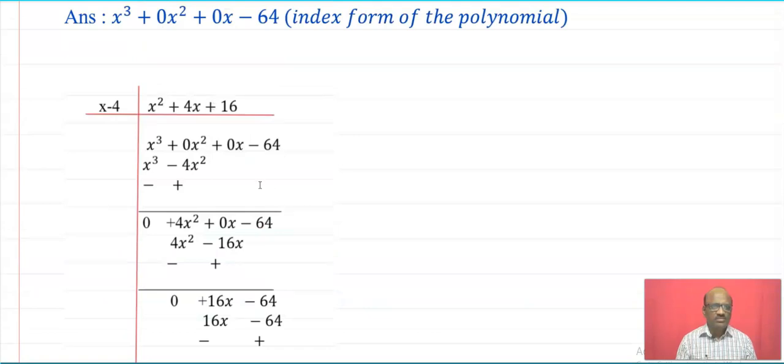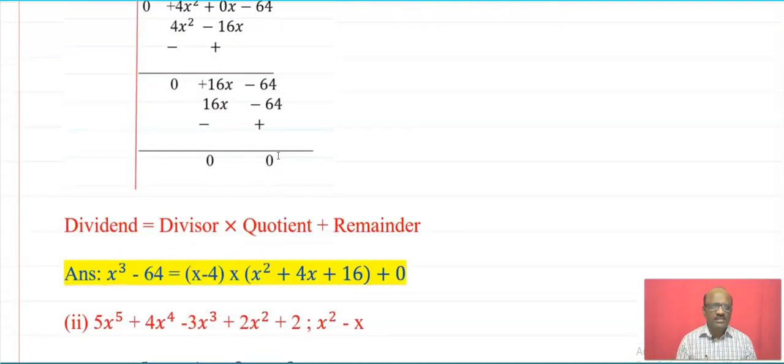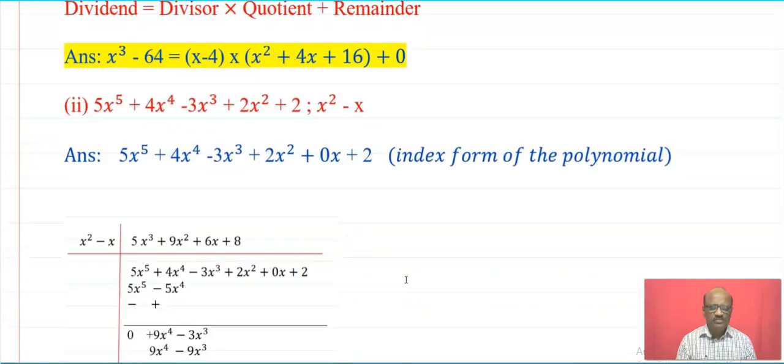X square plus 4x plus 16. And the last remainder is 0 plus 0. Now the next problem is 5x raised to 5 plus 4x raised to 4 minus 3x cube plus 2x square plus 2 is divided by the polynomial x square minus x.